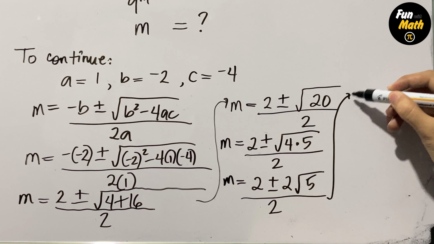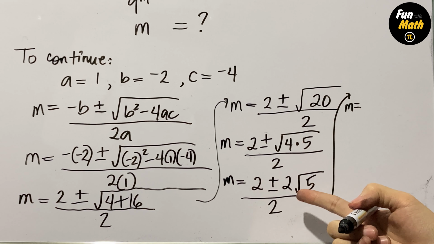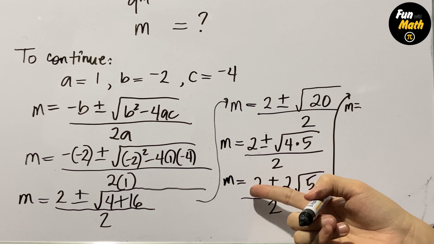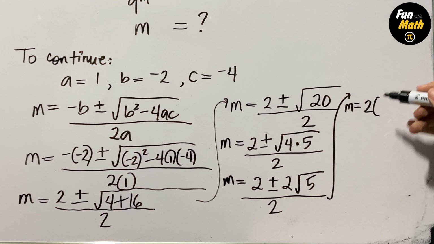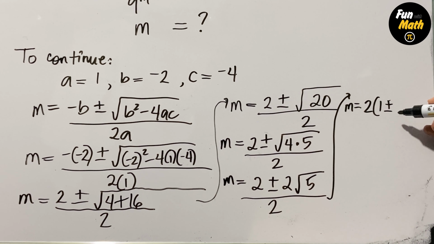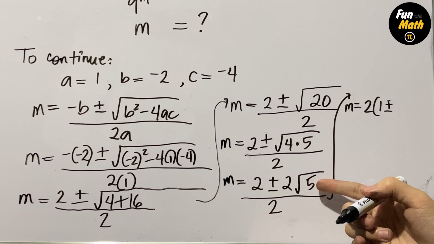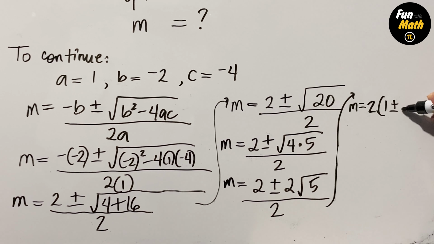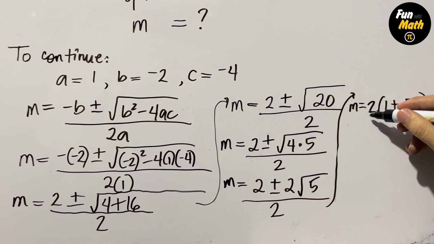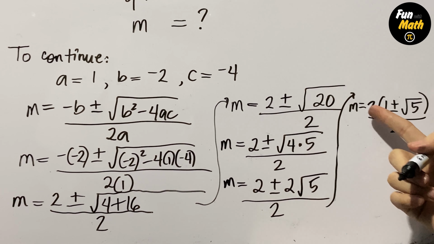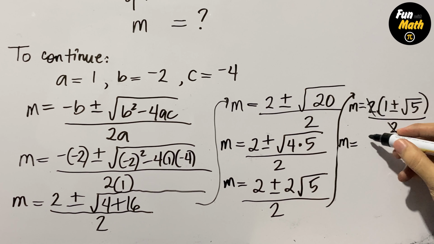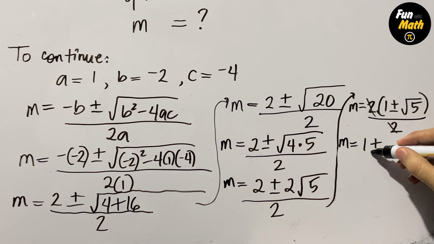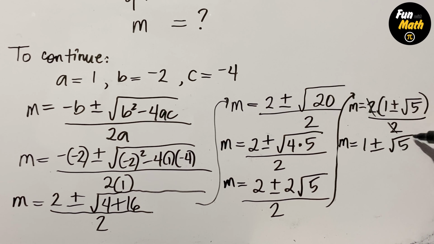The next is m is equal to, here we can identify the common factor. The common factor here is 2. Now 2 times 2 divided by 2, that is 1, plus or minus 2 square root of 5 divided by 2, that is square root of 5 over 2. And then we can cancel this. So we have m is equal to 1 plus or minus the square root of 5. And we can have two values of m.